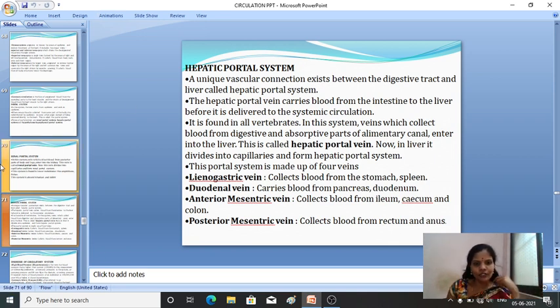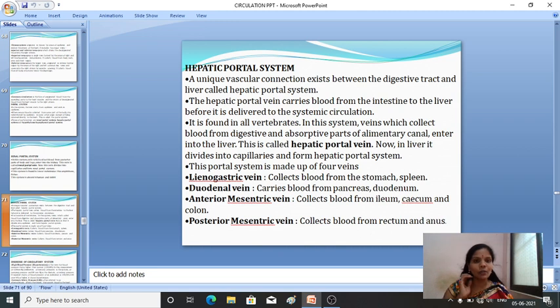So these are the different portal systems, which are made up of 4 veins. Just have a glance. The lienogastric vein collects blood from the stomach and the spleen. The duodenal vein carries blood from the pancreas and duodenum. The anterior mesenteric vein collects blood from the ileum, cecum and colon. The posterior mesenteric vein collects blood from the rectum and the anus.